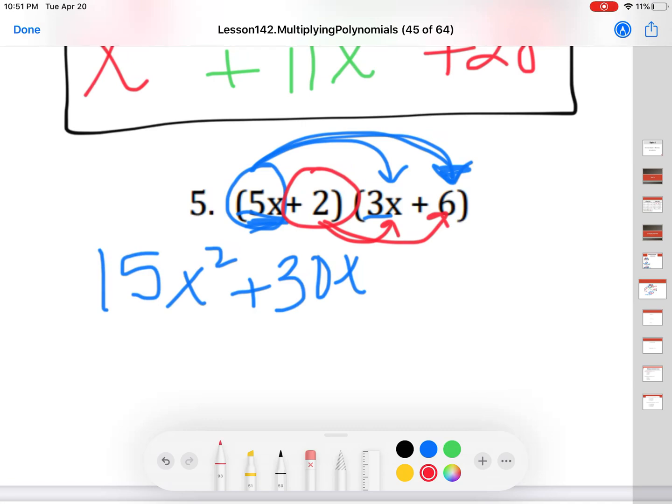Same idea, double distribute, so now I have a second term. Positive 2 times positive 3 is a positive 6 with an x. Positive 2 times positive 6 is a positive 12.